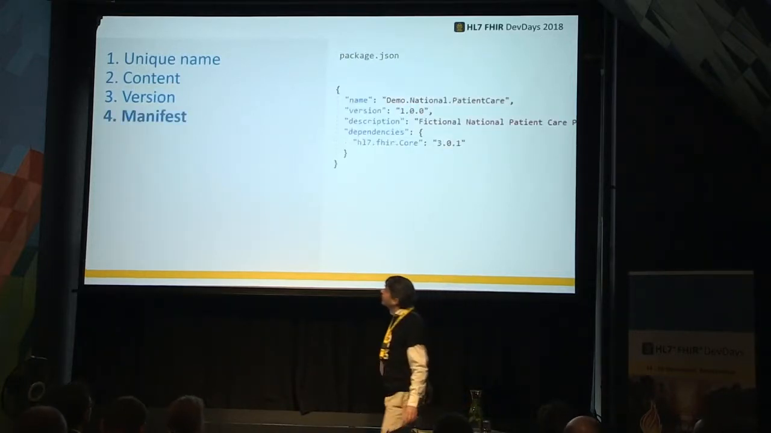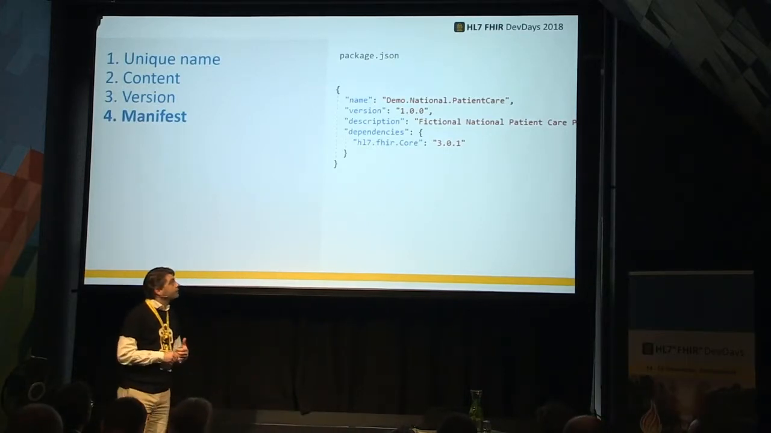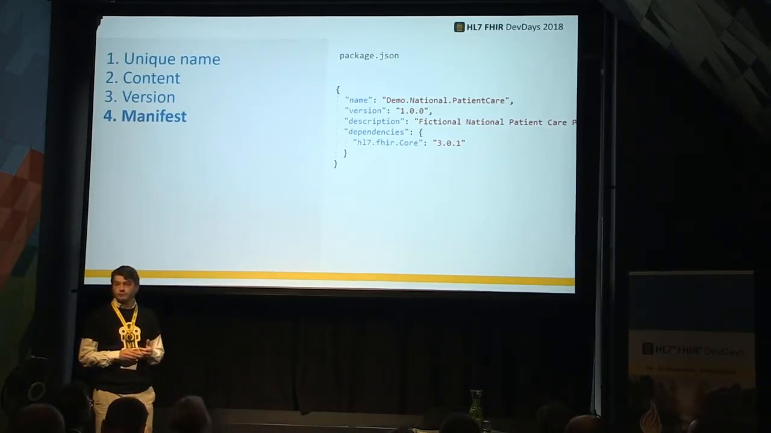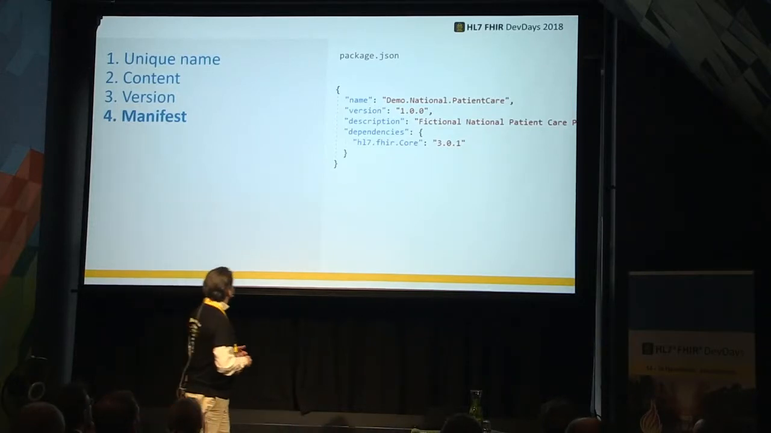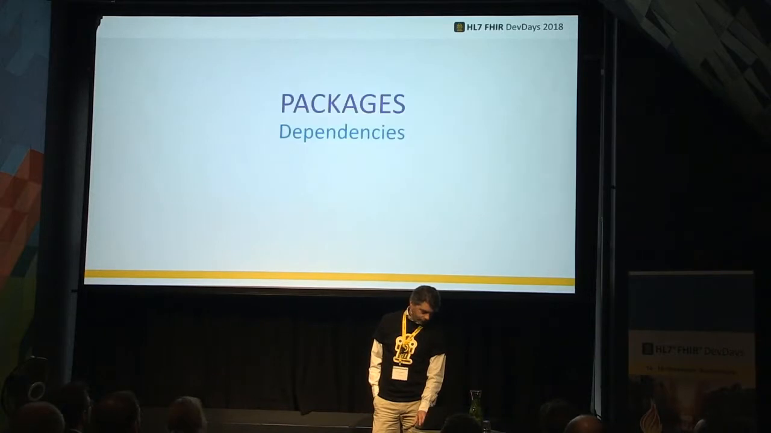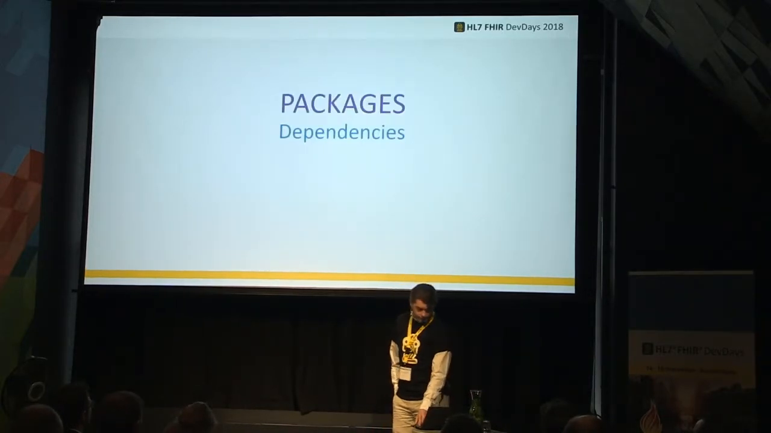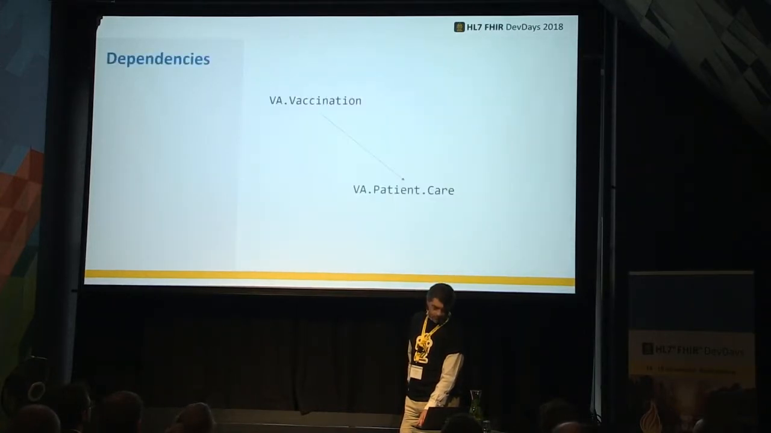And the fourth part of a package is that it has a manifest. In the NPM packages, it's called a package.json. It was a bit unfortunate because we already use JSON in FHIR a lot, but we think we'll manage. A manifest basically contains all its metadata. There's a special thing about packages that I've touched briefly, and that is packages can have dependencies. Not all, but they all can have dependencies.